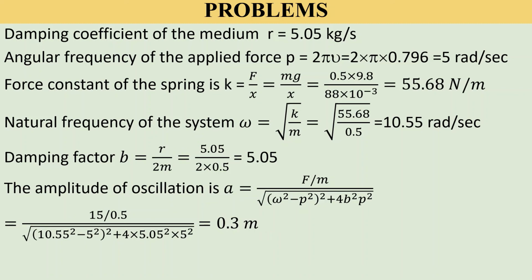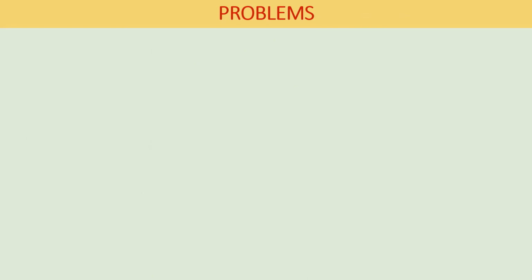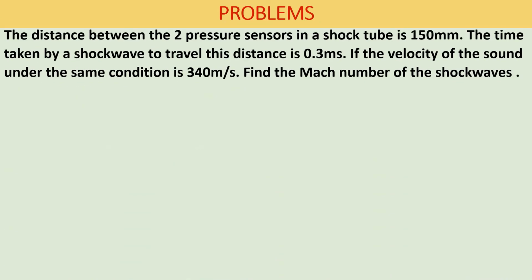We will work out one problem in this particular chapter, that is under shock waves. The distance between the two pressure sensors in a shock tube is 150 millimeter. The time taken by a shock wave to travel this distance is 0.3 milliseconds. If the velocity of the sound under the same condition is 340 meter per second, find the Mach number of the shock waves.